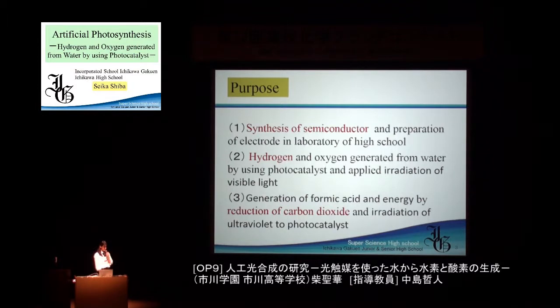The purpose of my research is, first, to synthesize photocatalysts and to create electrodes. Second is to generate hydrogen and oxygen using visible light. In addition, the reduction of carbon dioxide.